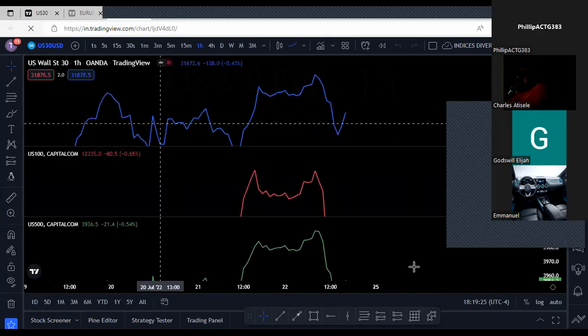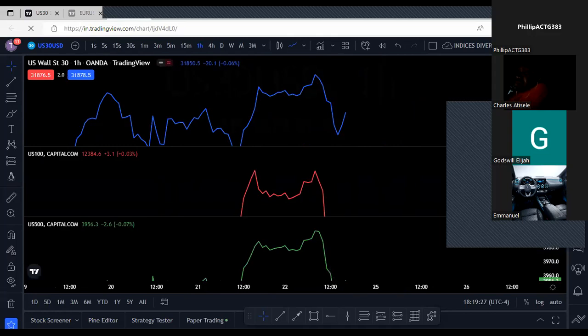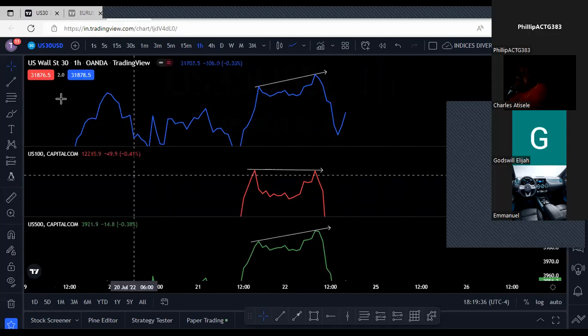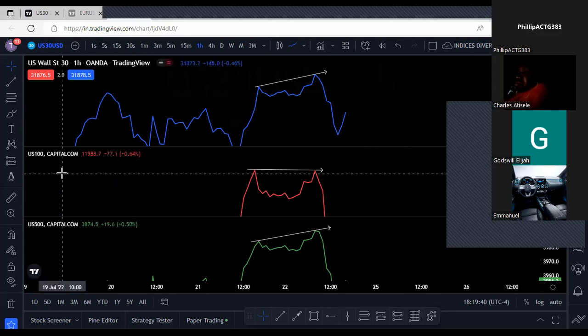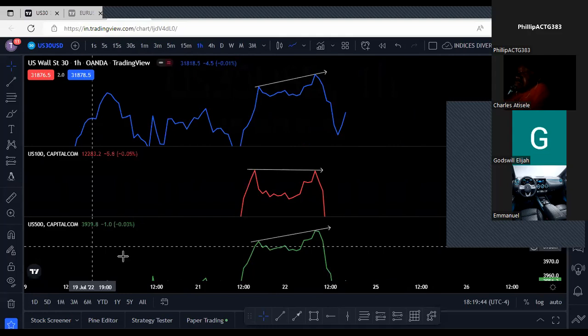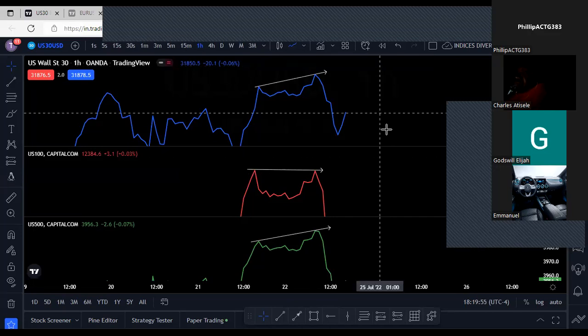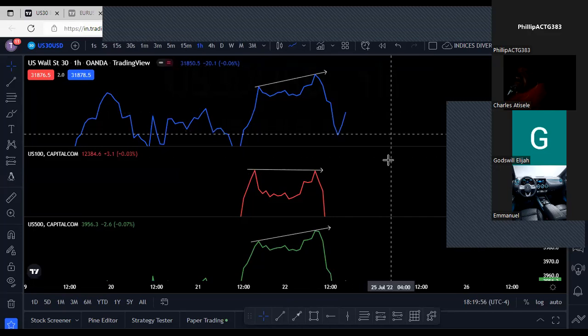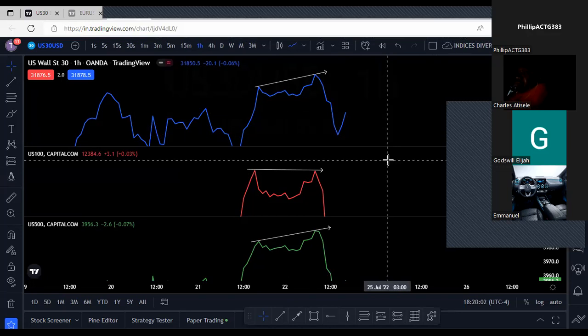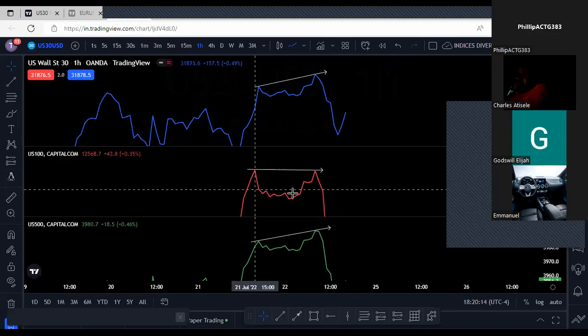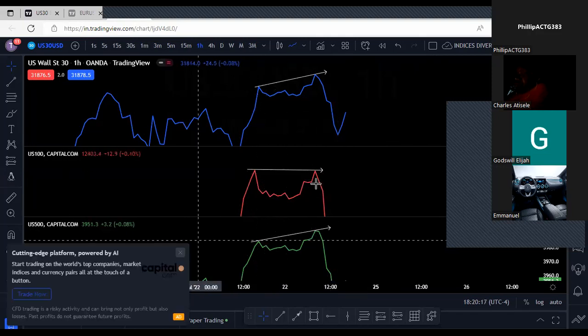Okay. So what can you see? Anybody? What can you see? Oh, I've done it. What can we see? You have the US 30 in blue. You have the US 100 in red. You have the US 500 in green. What can we notice? It's my brother that is replying. I want someone else to reply. What can we see? Sign of weakness. US 100 is in the middle. It's the one showing sign of weakness because it's the one that is failing to create a higher high.